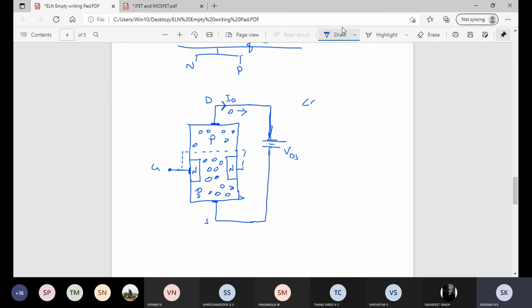So case 1, same steps: I am not applying gate voltage, I am increasing VDS in steps. So VDS now is negative, correct? I will start from 0 to minus 25 volts. Why minus 25? Because VDS is negative now. Understood? VDS is negative in this case for P channel. This is case 1.